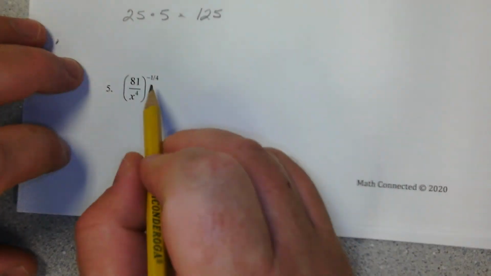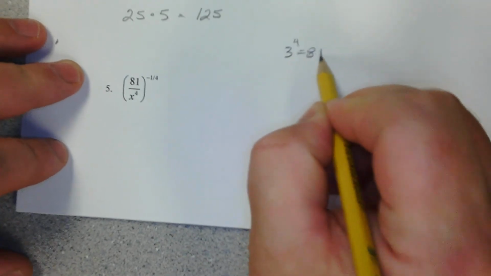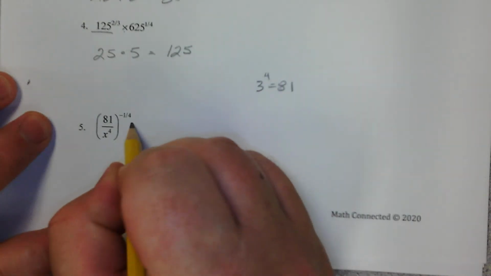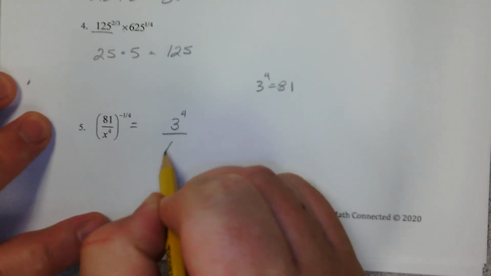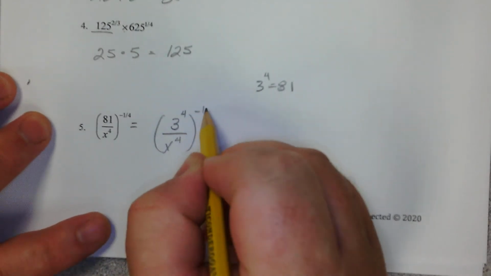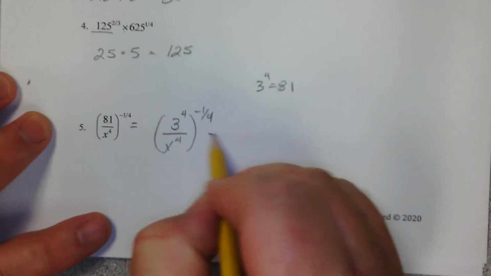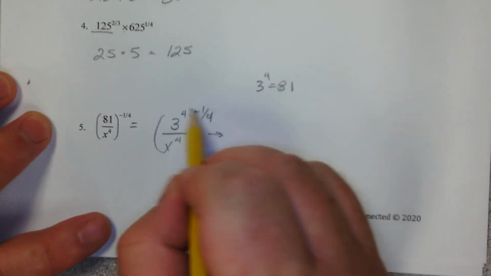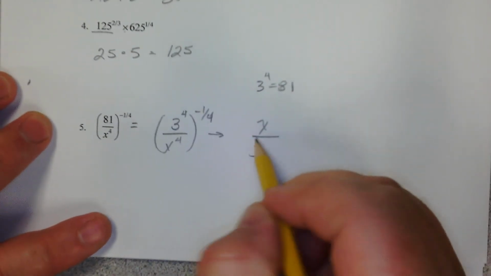All right, now, 3 to the power of 4 is 81. However you want to say it, 3 to the power of 4 is 81. So here's what we've got. We've got 3 to the power of 4, x to the power of 4, both to the power of negative 1/4. So first thing we notice is it's the whole thing that's dividing, so it's all going to get flipped over. When I multiply 4 times 1/4, you're going to get just an exponent of 1.